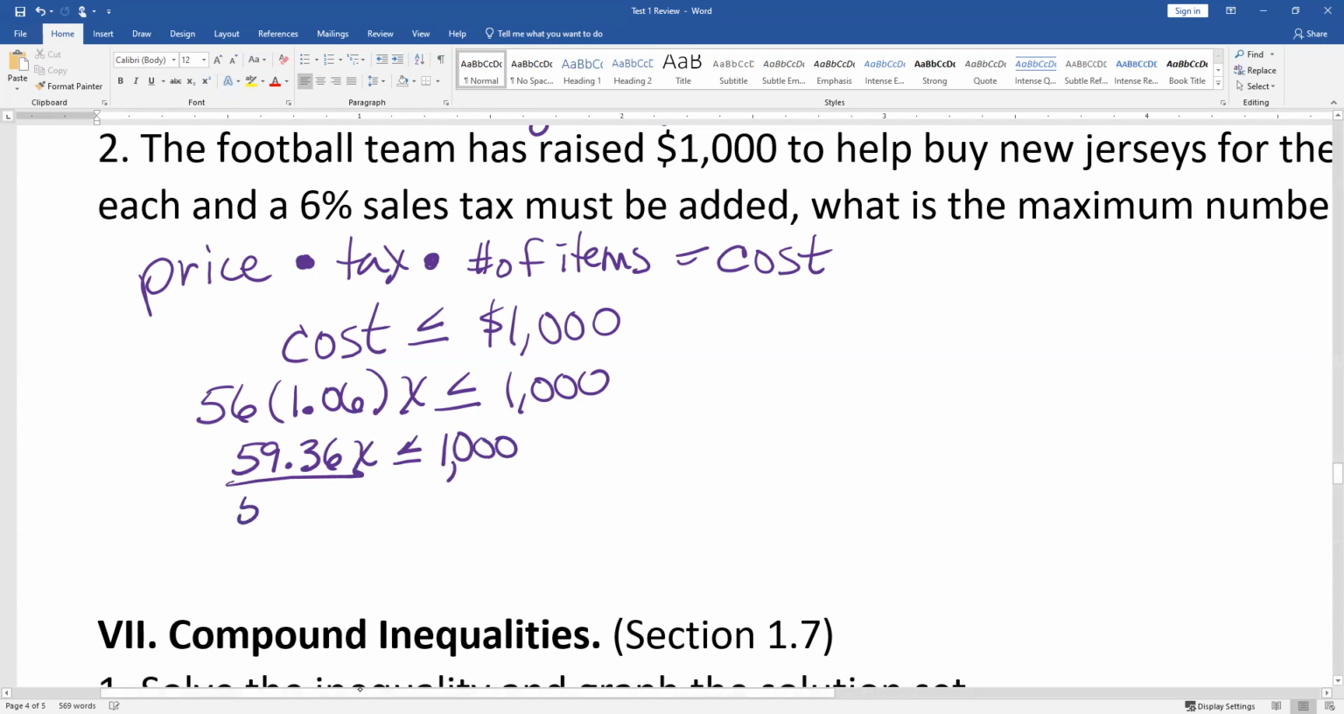So our last step is we divide both sides by the cost of one jersey. And we get that the number of jerseys that we can buy is like more than 16.84. So what's the maximum number of jerseys we can buy? 16. Because we can't buy 0.8 of a jersey and we can't afford 17. So the answer would be 16 jerseys.